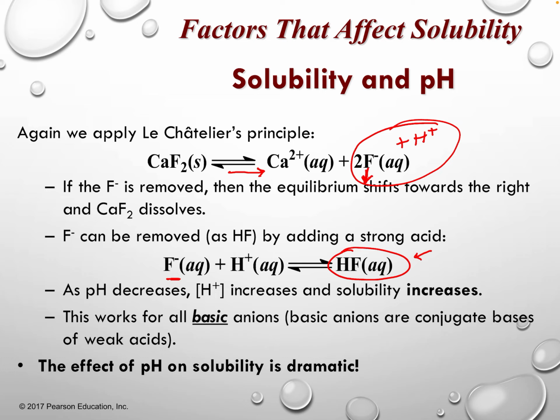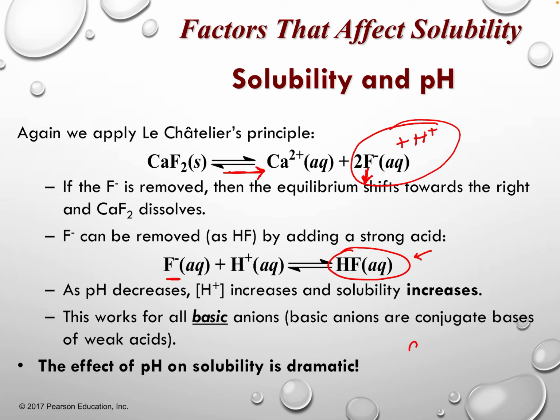So as we decrease our fluoride concentration, we are shifting our equilibrium to the right, which causes more solid to dissolve. So as pH decreases, right, that's increasing our concentration of hydrogen, then our solubility will increase. Okay, and this is going to work for any basic anion. So anything that you see that is the conjugate base of a weak acid, then we can do this with. So you just need to be really familiar with what might be a conjugate base of a weak acid.